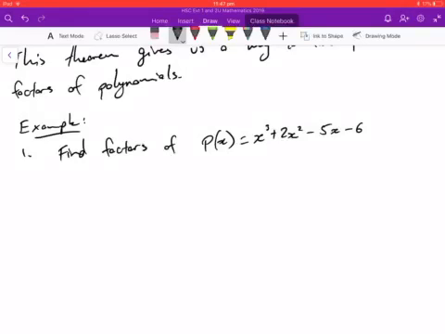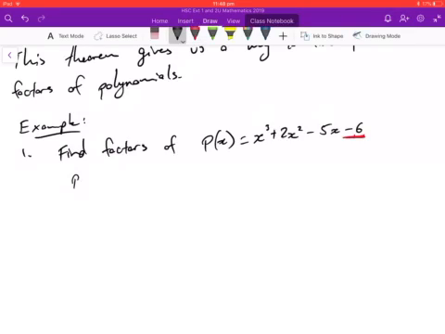Right, so we want to find, using the factor theorem, whether we can factorize p of x equals x cubed plus 2x squared minus 5x minus 6. Now the key entry point here is the minus 6. The constant term is negative 6, so there must be factors of x minus alpha, where alpha is going to be a factor of this minus 6. So then it's a matter of guessing and checking.